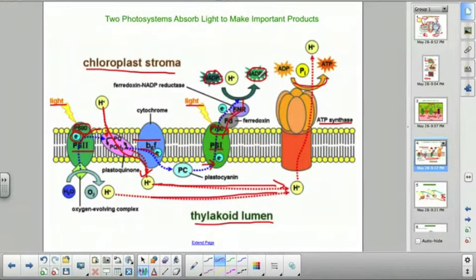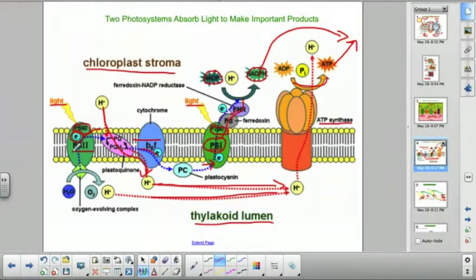Now NADPH, like we said, is going to go over to the Calvin cycle. ATP is going to go over to the Calvin cycle. There's our two products. Let's just go through this quickly one more time. The electrons move from photosystem 2 to photosystem 1 to replace the electrons that photosystem 1 essentially lost to NADP to form NADPH.